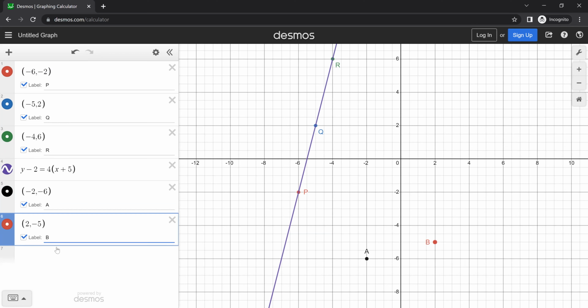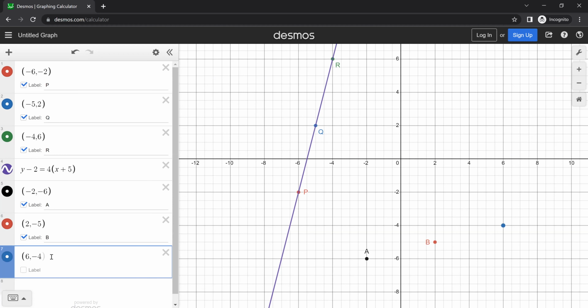And then we're going to do the same thing with the last one there. 6, comma, -4. And we'll call that C. And my question to you, just visually, just looking, do these all fall on the same line? Do they all fall on the same line? I'll write that down.